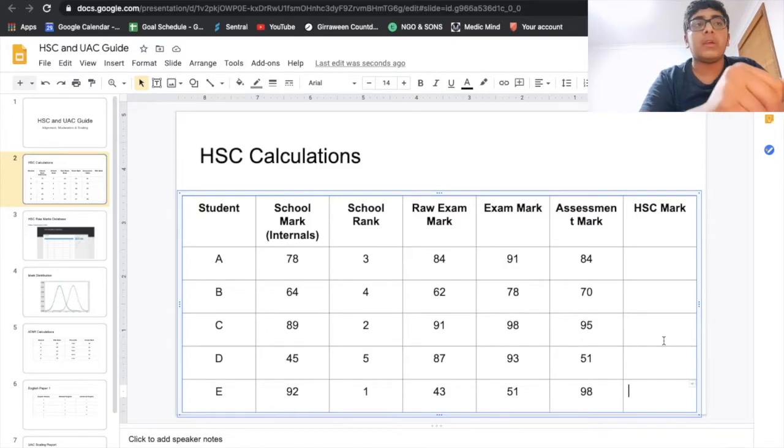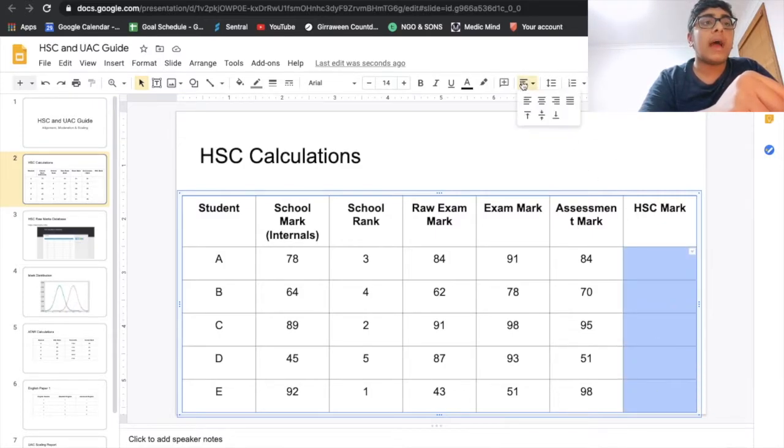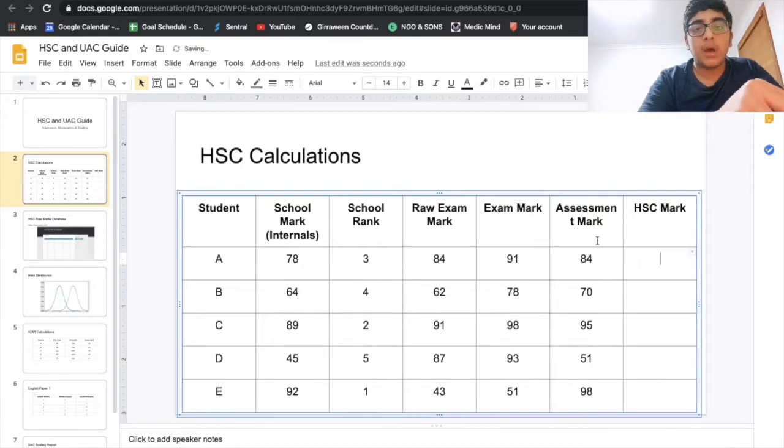Now, what they'll do after that is average the assessment marks and the exam marks. So half of the assessment mark and half of the exam mark gives your HSC mark. In the event that you get a 0.5 mark, they'll round it higher. For example, here 91 plus 84 is 175, divided by 2 is 87.5. In this instance, they'll move that up to an 88.